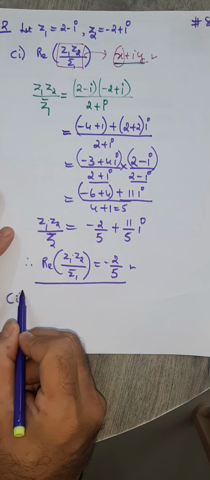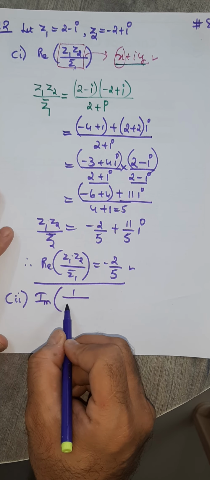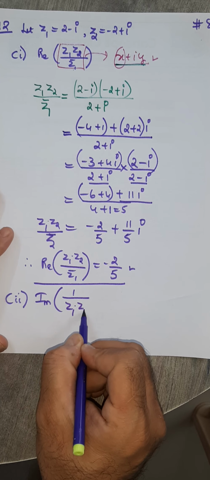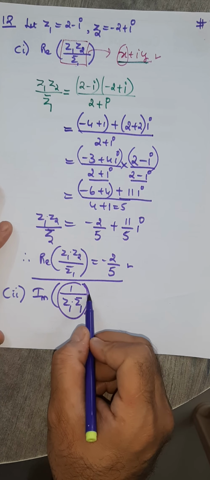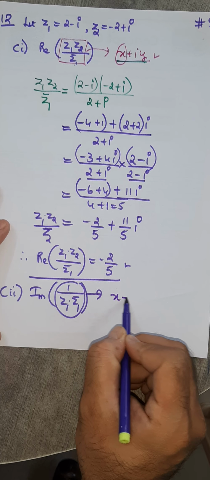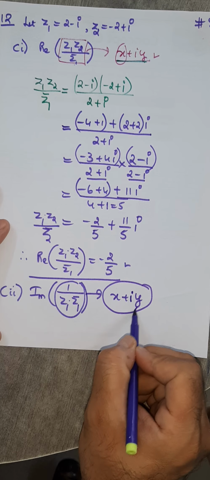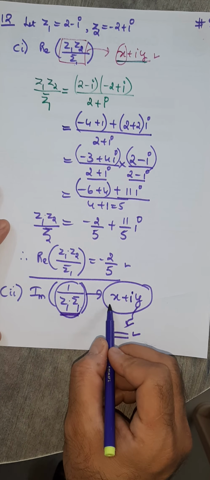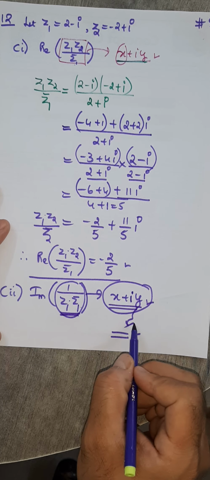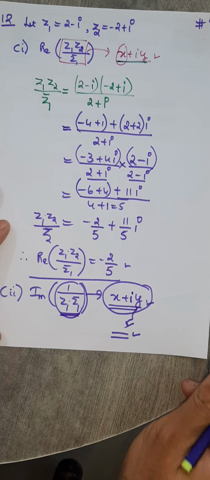What about the second sub question? There you want the imaginary part of 1 upon z1 into z1 conjugate. So you start with this, you express in x plus iota y form, and imaginary part means the coefficient of y, right? So the important task is just to express in x plus iota y form and then write the coefficient of y, so we'll get the imaginary part.